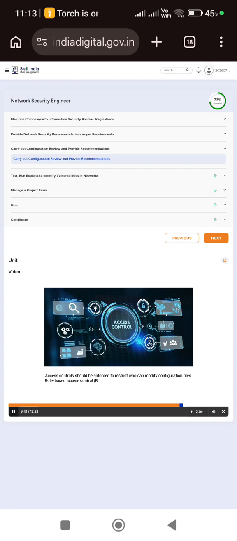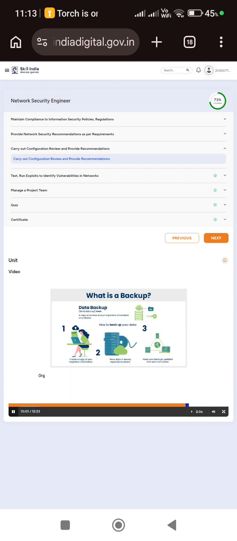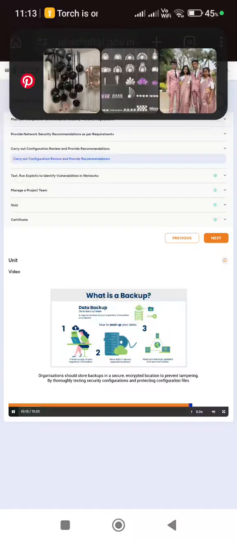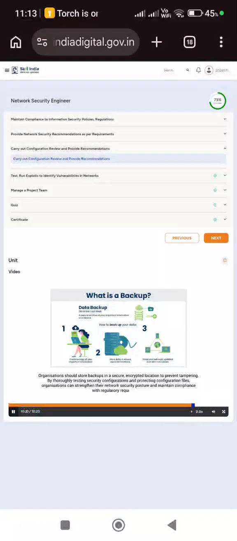Role-based access control (RBAC) and multi-factor authentication (MFA) can limit administrative privileges and prevent unauthorized changes. Regular backups of configuration files must be maintained to allow quick recovery in case of accidental misconfiguration or security breaches. Organizations should store backups in a secure, encrypted location to prevent tampering. By thoroughly testing security configurations and protecting configuration files, organizations can strengthen their network security posture and maintain compliance with regulatory requirements.